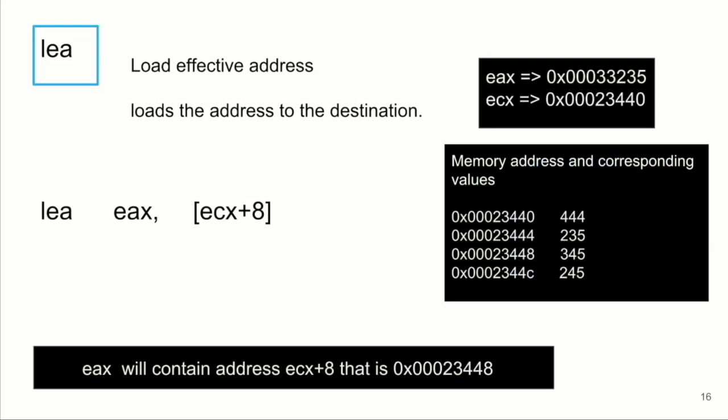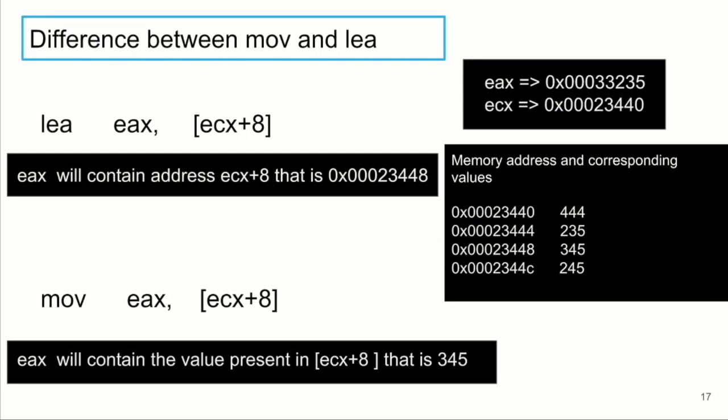Next is LEA, which stands for load effective address. It is used to load the address of the source to the destination. Let the registers have the value as shown in the black box. Now for the given instruction LEA EAX, ECX plus 8, the value ECX plus 8 is loaded to the EAX. No dereferencing happens here. Hence, the value is loaded as it is. The term dereferencing means that the value present in the address is loaded, not the address itself.